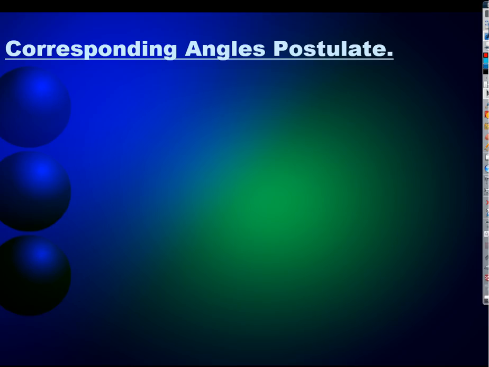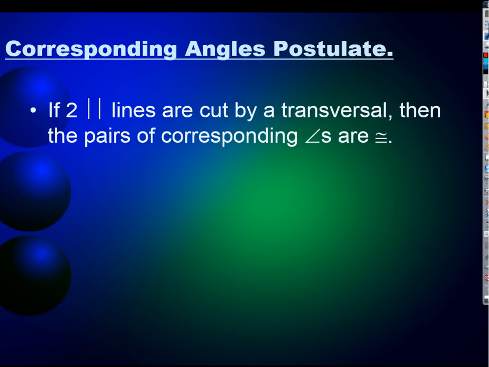This is a postulate, so it's something that we're just taking to be true because it's very obvious. The corresponding angles postulate tells us that if two parallel, and that's the symbol for parallel, right? If we just have two vertical lines, and sometimes you'll see them when they're slanted a little bit, but if you have two short pieces of line, little segments that appear to be parallel, that's the symbol in geometry for parallel. So if two parallel lines are cut by a transversal, then all the pairs of corresponding angles are congruent.